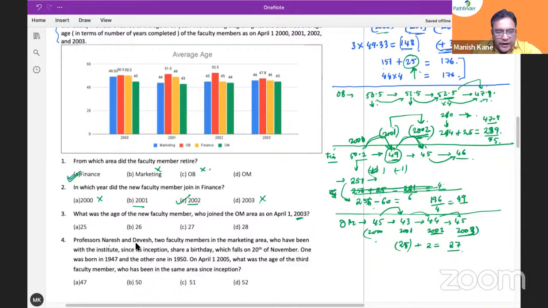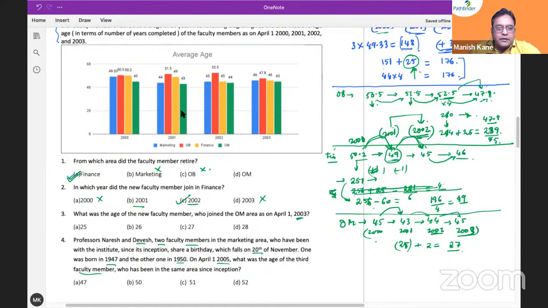Professors Naresh and Devesh, 2 faculty members in the marketing area who have been with the institute since its inception, share a birthday which falls on 20th of November. One was born in 1947 and another was born in 1950. On April 2005, what was the age of the 3rd faculty member? So you're looking at the age of the 3rd faculty member, correct?